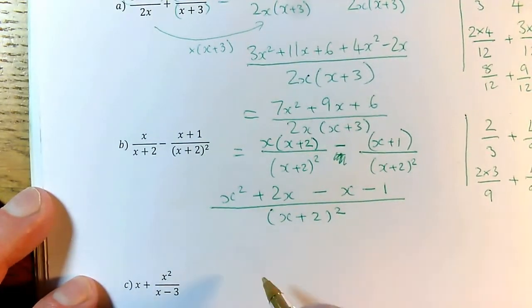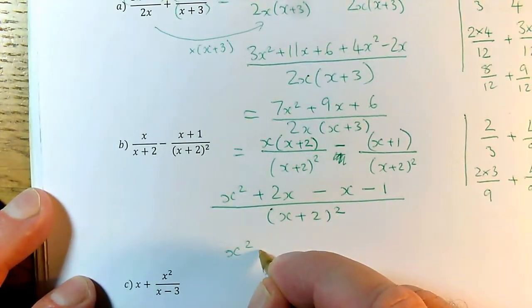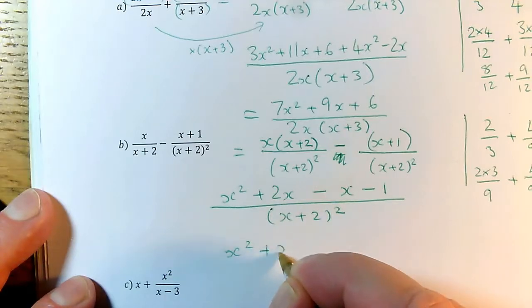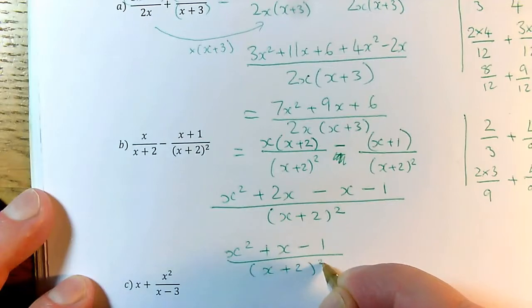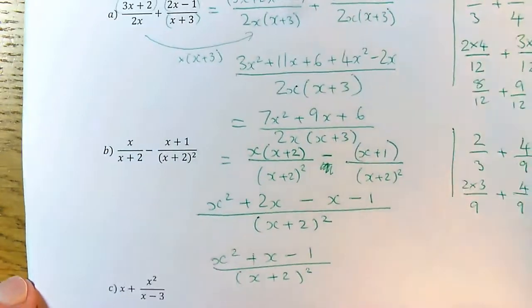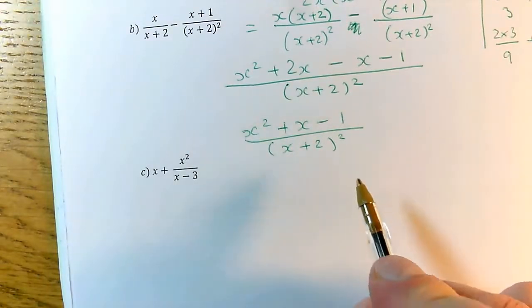But I haven't quite finished, because this does simplify to x squared plus, it's just going to be plus x minus 1 over x plus 2 squared, and I could look for opportunities to factorize and simplify, but I can't be bothered. I don't think it does. I think that's about as good as you're going to get on that one.